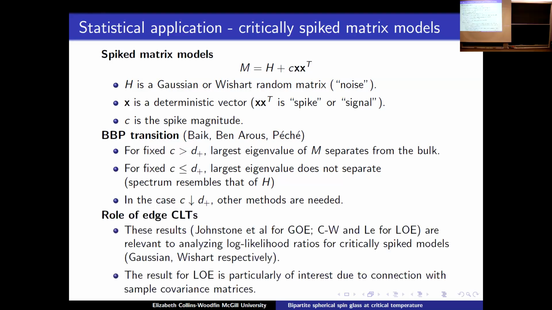And so this is where these CLTs can play a role. The results that I've shown, the one that Johnstone et al. did for GOE matrices, and then the one that we did for LOE matrices, are relevant to analyzing log likelihood ratios for these critically spiked models. And we think that the LOE one is particularly interesting because of its connection with sample covariance matrices. So it's, in a sense, a better model for some statistical applications that folks would be interested in.